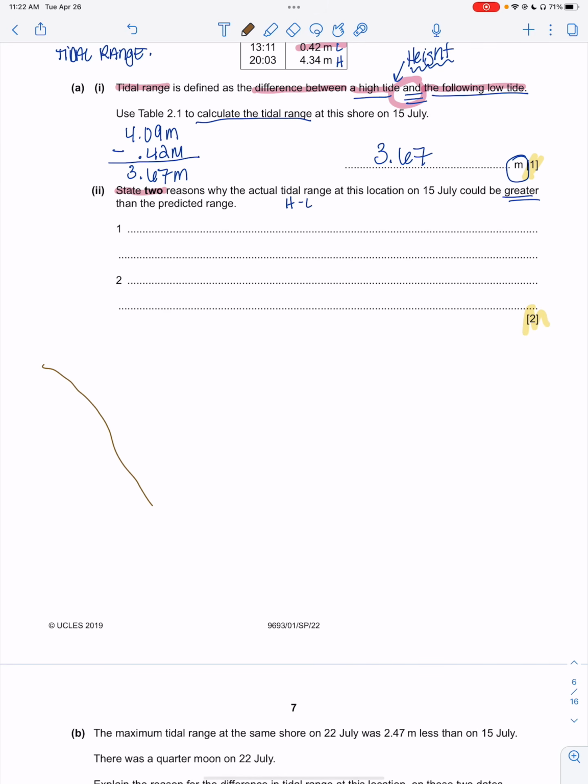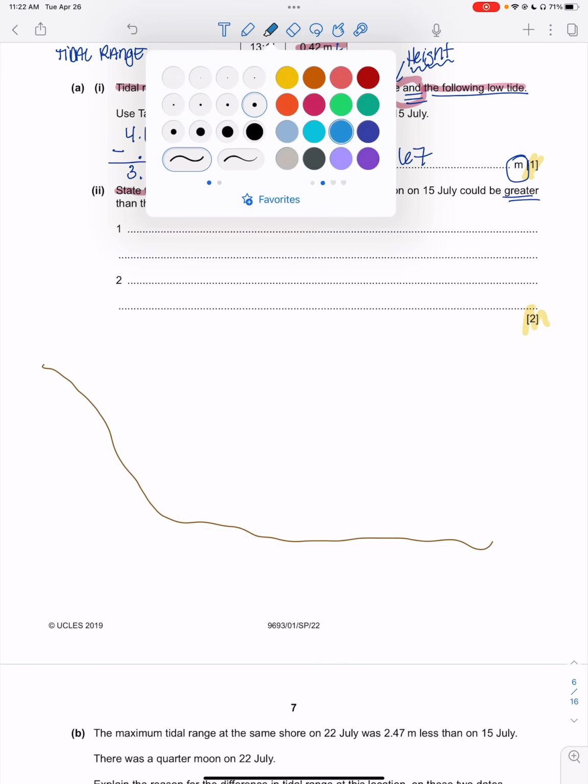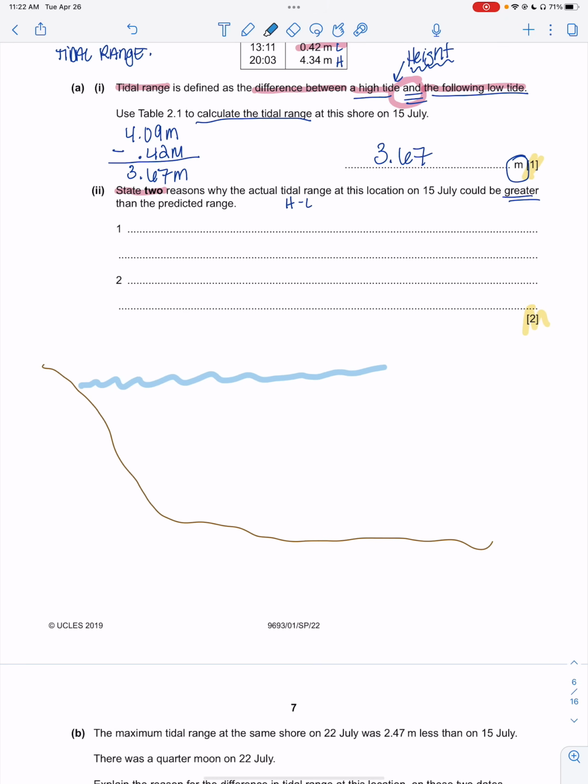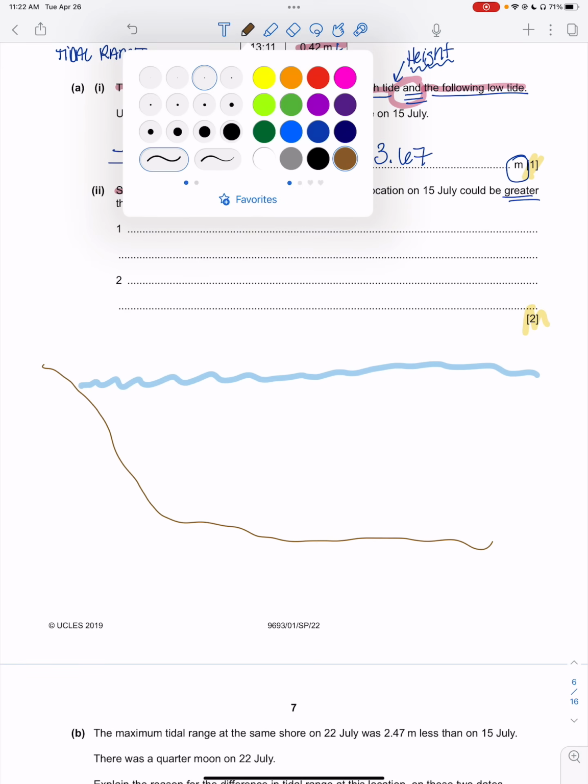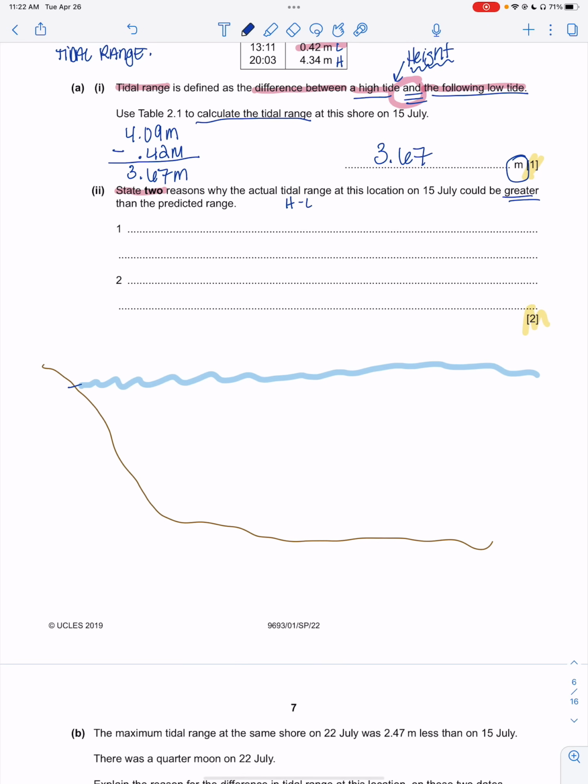Let me just sketch out a quick little shoreline here. Okay, so what if this was your normal high tide mark? What if you had winds blowing onshore and it's actually pushing water and piling water up? So now your water level's like this, right? Just to throw some facts out there, an onshore wind will cause downwelling. So that could make it higher, and that would change your tidal range.